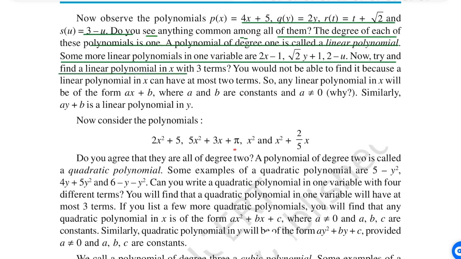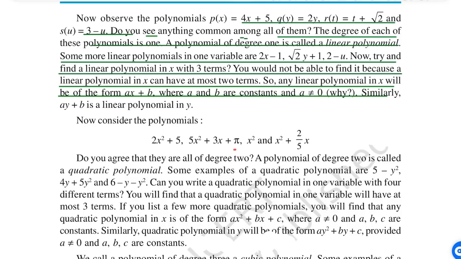Now try and find a linear polynomial in x with three terms. You will not be able to find it, because a linear polynomial in x can have at most two terms. So any linear polynomial in x will be in the form ax + b, where a and b are constants and a is not equal to 0. Similarly, ay + b is a linear polynomial in y.